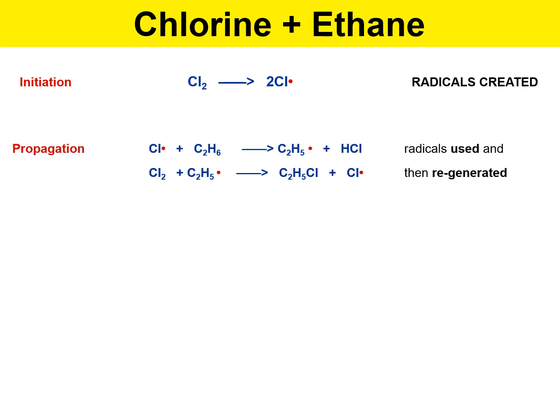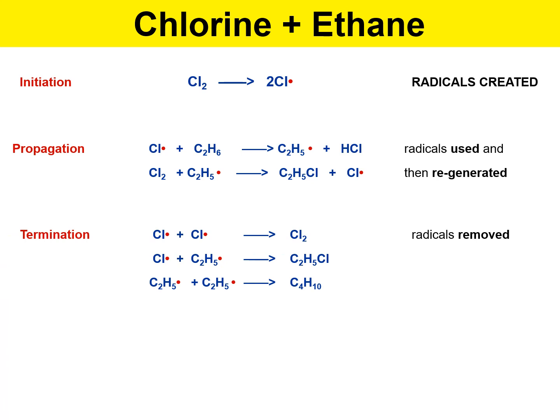In our propagation step, we start with ethane and we form an ethyl radical, and the ethyl radical reacts with the chlorine molecule in the second step to form chloroethane, which is our product. Our termination steps could be any of the following equations. You can see that you may even get some butane in your reaction mixture where two ethyl radicals come together.